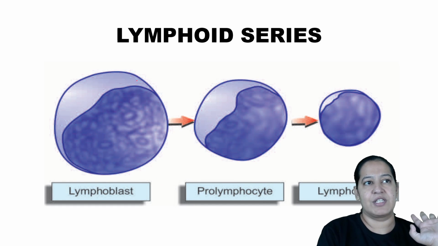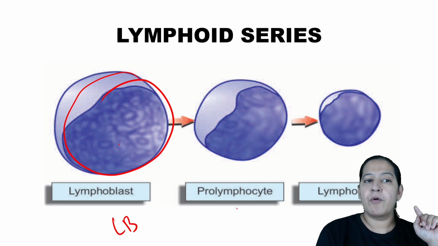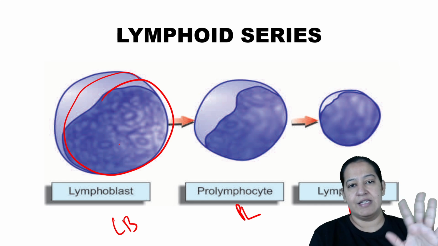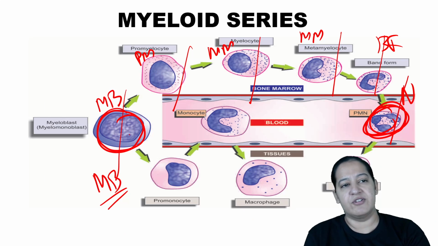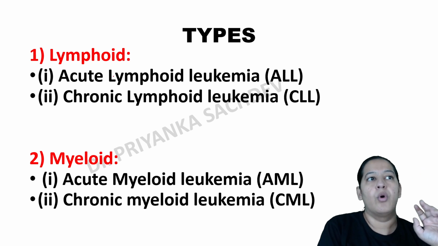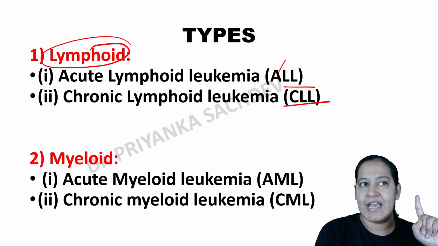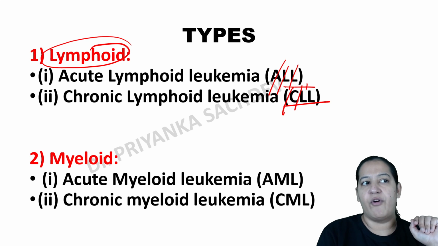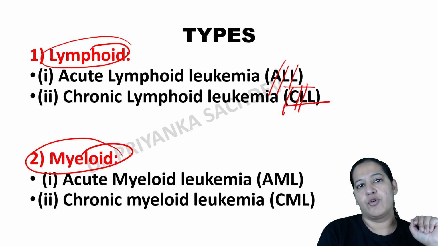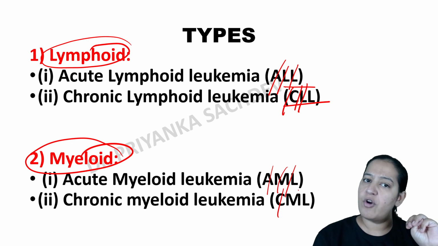And this is lymphoblast. From the lymphoblast, prolymphocyte is formed, and then lymphocyte. So these are the intermediates for the formation of lymphocyte. You should know the complete series. Now there are four types of leukemias we know. There are two types of lymphoid leukemias, ALL and CLL, acute lymphoid leukemia and chronic lymphoid leukemia. And there are two myeloid leukemias, AML and CML, acute myeloid leukemia and chronic myeloid leukemia.